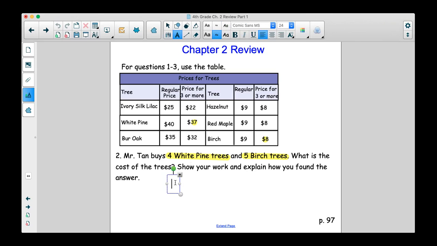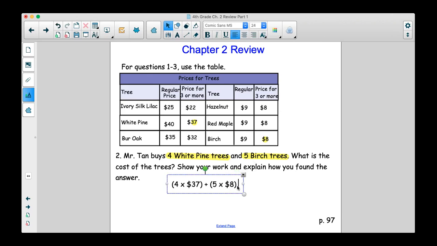Okay, so we are trying to solve 4 white pine trees times $37 per pine tree, right? So we could put those in parentheses because those are going to be grouped together. Plus, we're going to be doing 5 birch trees that cost $8 each. Once we figure out what that is, that will be the cost of the trees in total, right? So we'll just put equals blank. So we're trying to figure that out. Okay, so how would you do 4 times 37? Think about that.